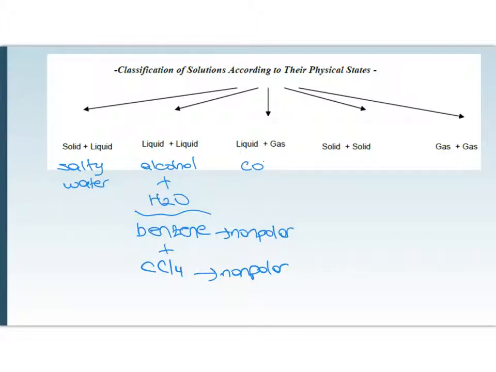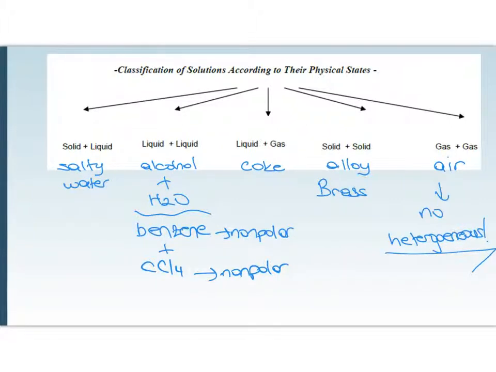Liquid and gas, coke. Solid, alloys like brass, solder, steel. And gas, the most probable example is air. There cannot be any heterogeneous mixture for a gas one. This is important. Please do not forget.